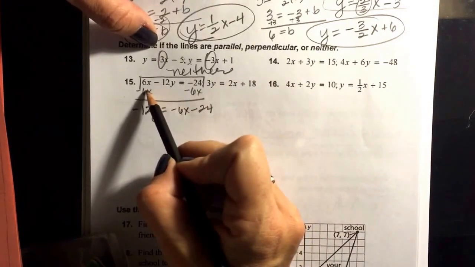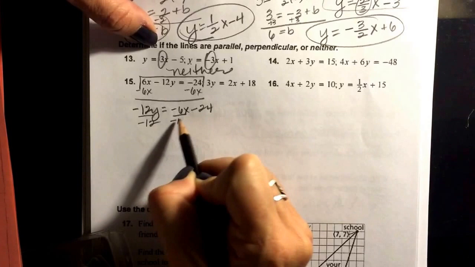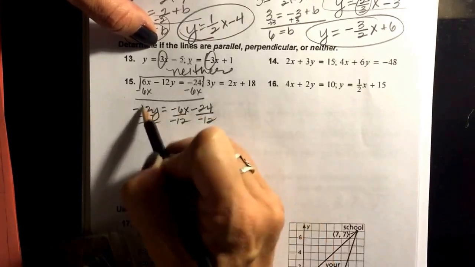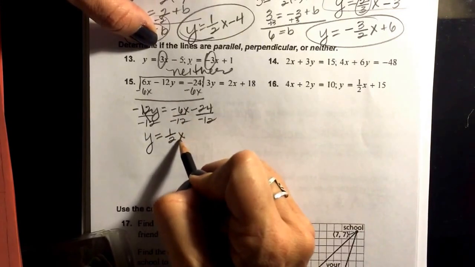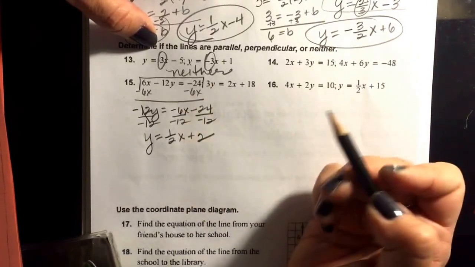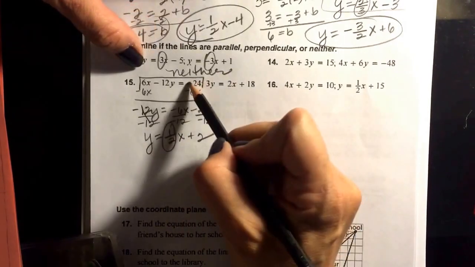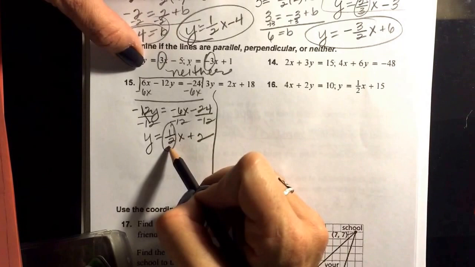So by taking 6x away from both sides, I'm getting into the y equals mx plus b form. I'm dividing everything by negative 12 to leave y alone. This is going to be a half x plus 2. Negative 6x divided by 12 is going to give me a half x. So in 15, this line has the slope of 1/2.